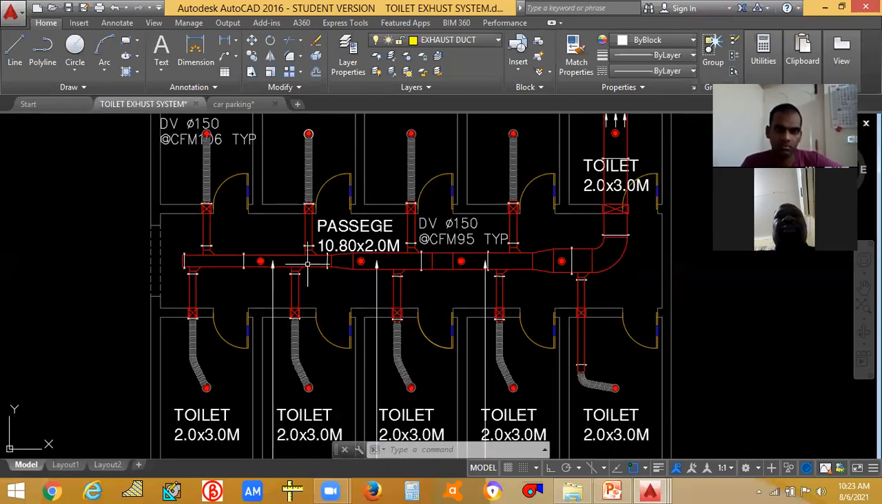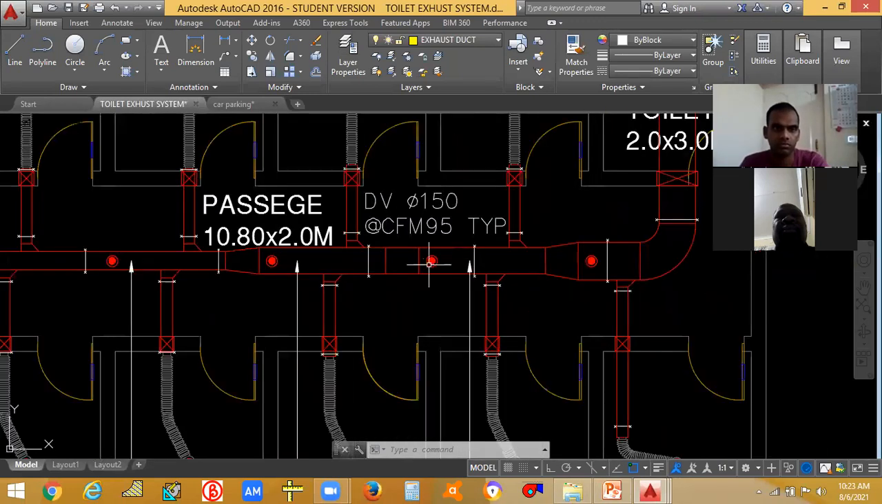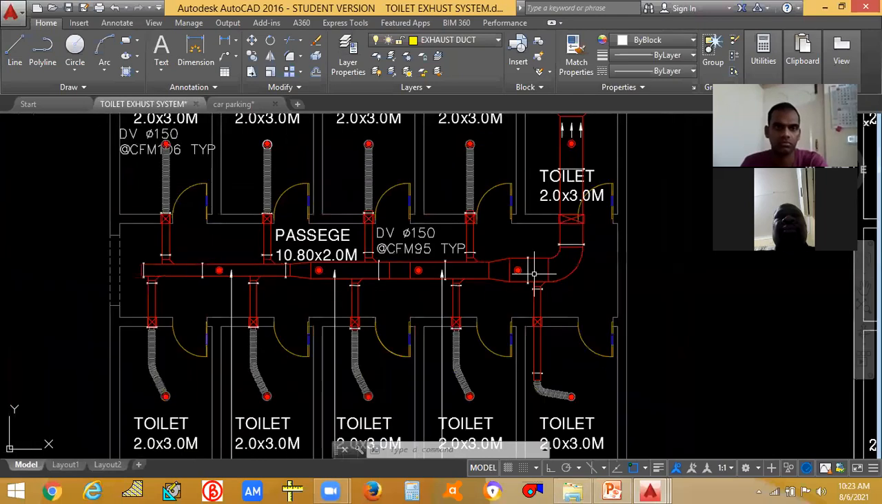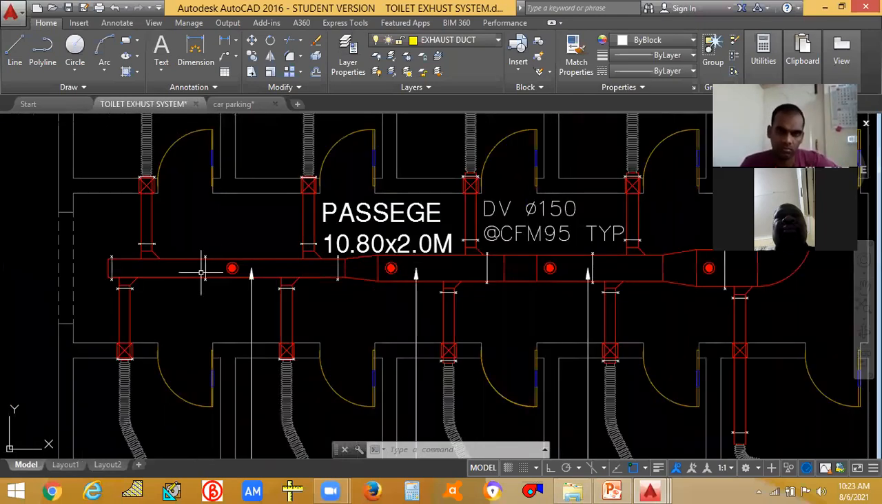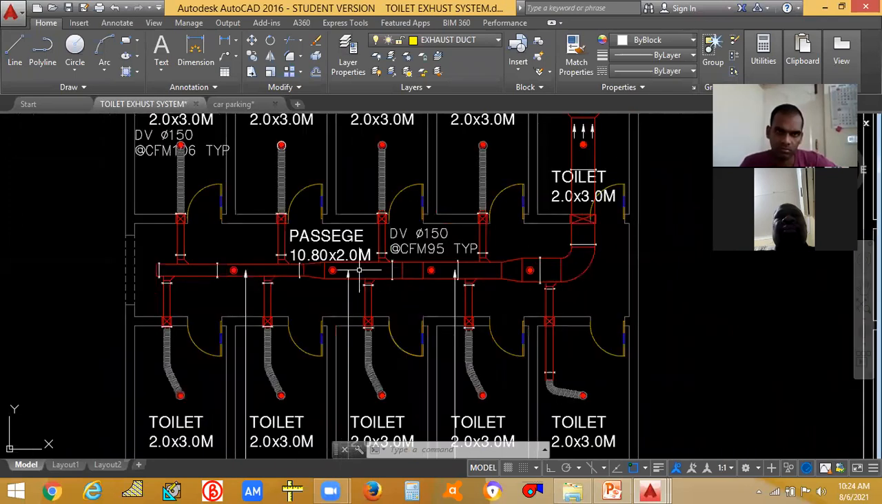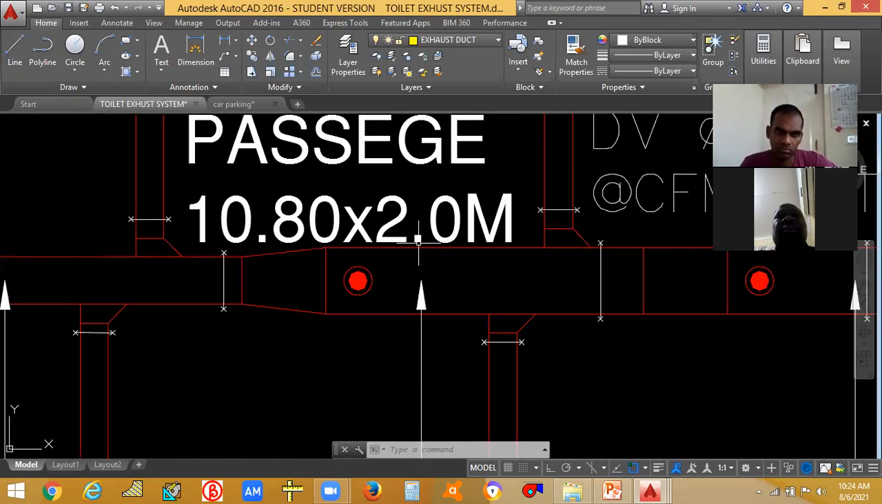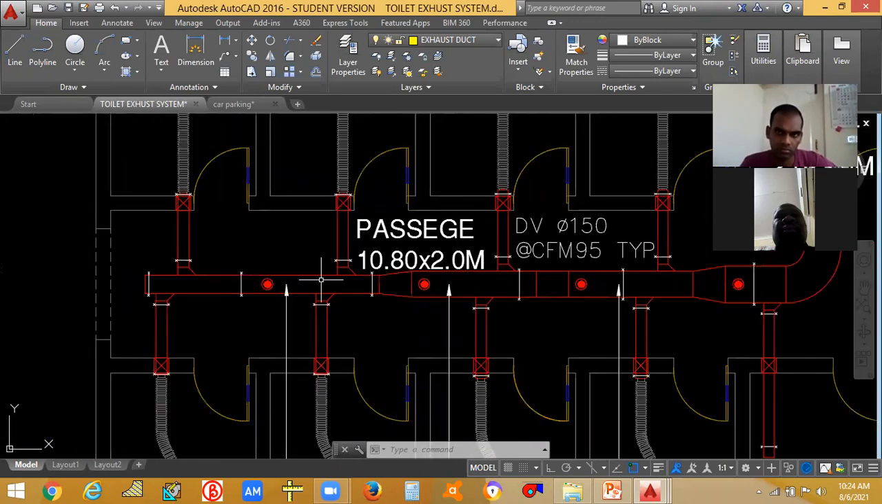So when you are going backward, what happens? The duct size you can see it is increasing. And coming forward, you can see the duct size is decreasing. Why is it increasing? Because the CFM in this duct compared to this duct is more. The CFM in this duct compared to this duct is more.